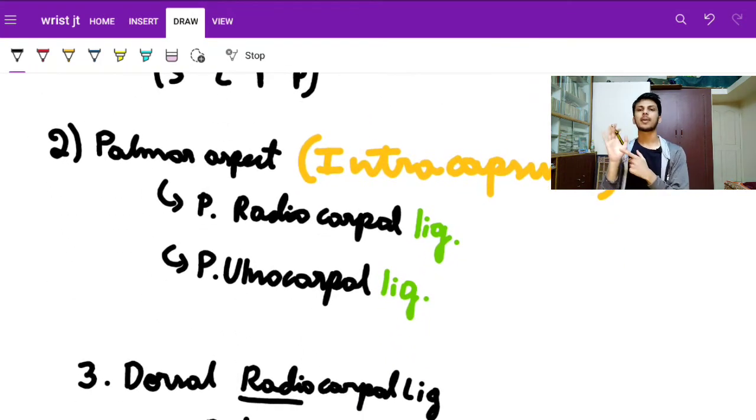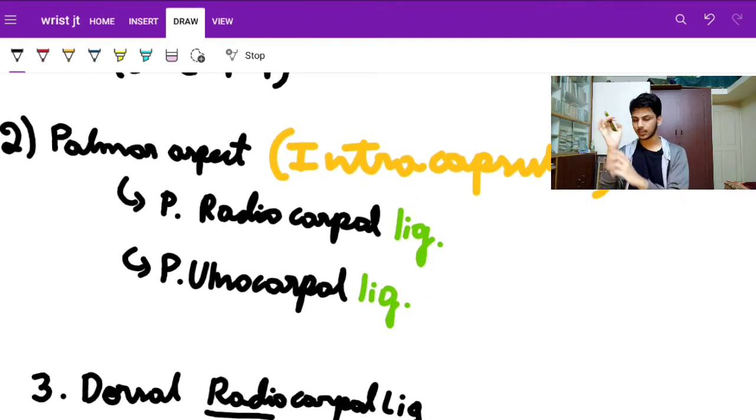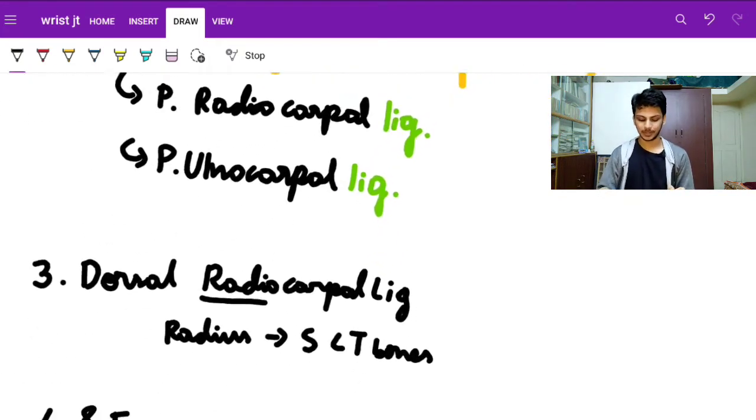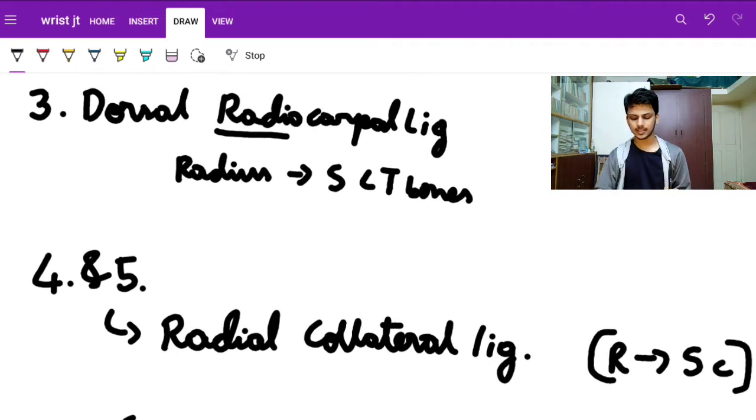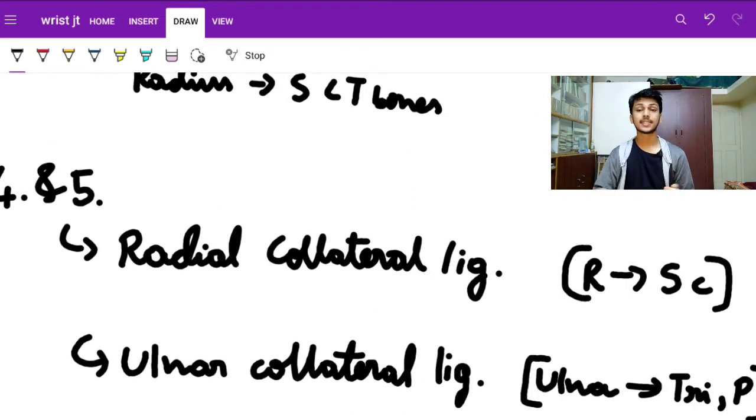Then there is a palmar aspect. In the palmar aspect we have two ligaments, which are intracapsular. We have a capsule here now. Inside that there will be two ligaments. The palmar radiocarpal, in the palmar aspect from radius to carpals, and the palmar ulnocarpal, in the palmar aspect from ulna to carpals. We'll study that in detail. Then there is the dorsal radiocarpal ligament. In the dorsal aspect, this is my radius, right? It is coming from radius to carpals, the dorsal radiocarpal ligament. Then there is the radial collateral ligament and the ulnar collateral ligament. We'll study that in detail now.